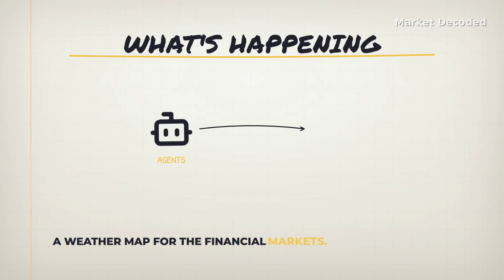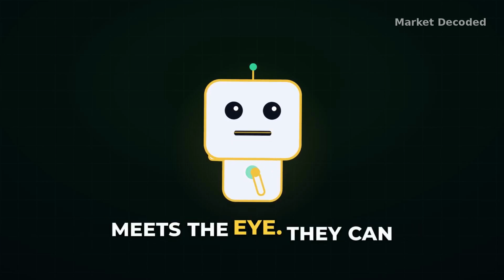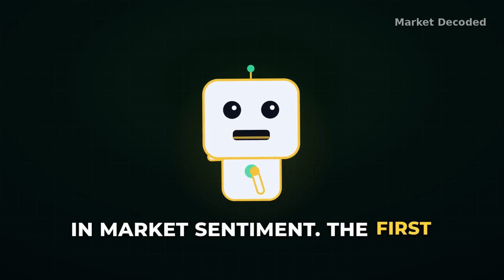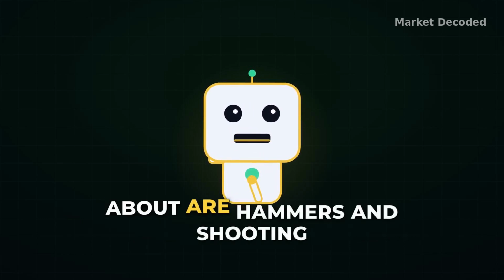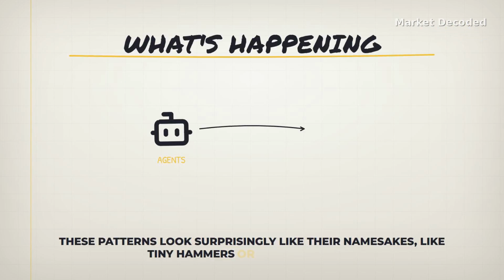Each candle is like a tiny snapshot, showing us both the high and low prices of an asset over a certain period. But there's more to these candles than meets the eye. They can tell us about potential shifts in market sentiment. The first type of candlestick we'll talk about are hammers and shooting stars. These patterns look surprisingly like their namesakes, like tiny hammers or inverted shooting stars hanging out on your chart.